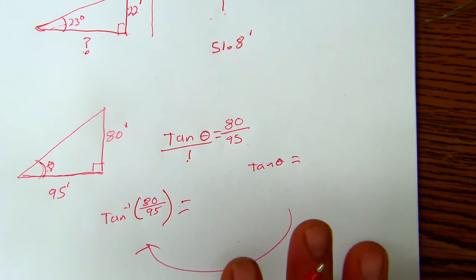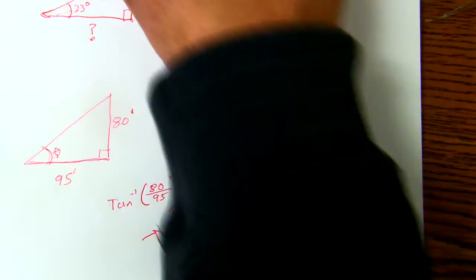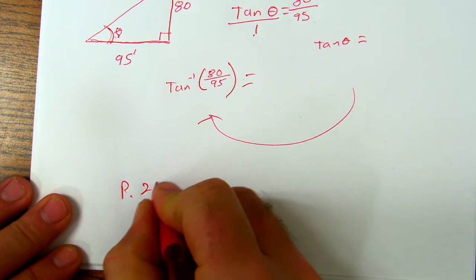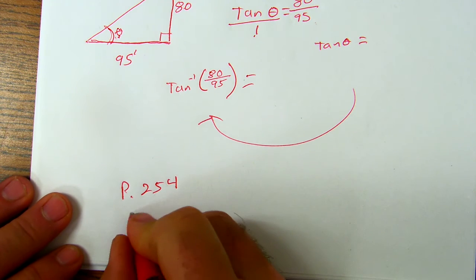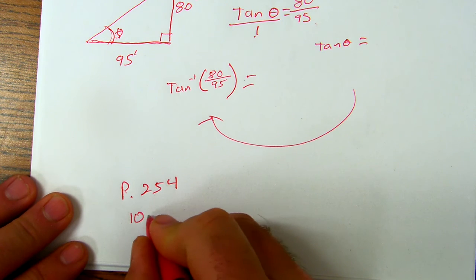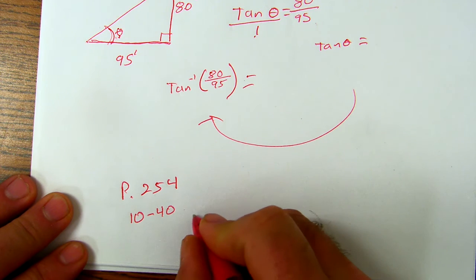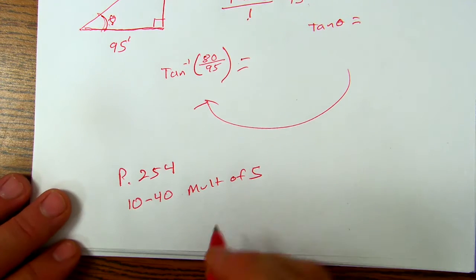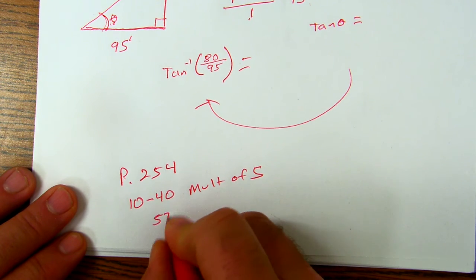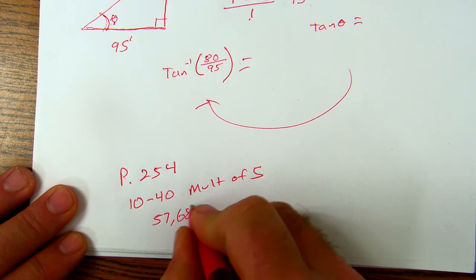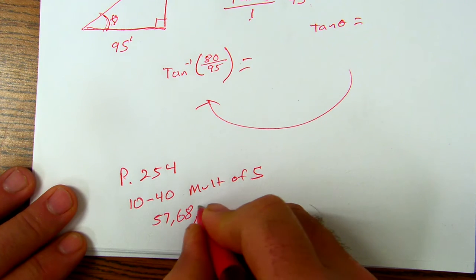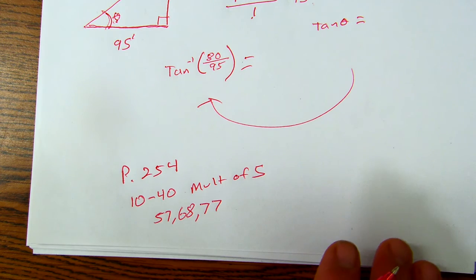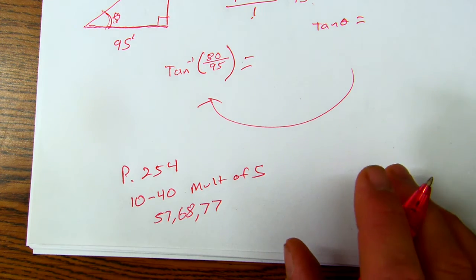All right, so section 4.1, the assignment off of section 4.1 starts on page 254. We're going to not do as many problems, 10 through 40, but we're going to go multiples of 5 to keep things moving along. And then there are a few applied problems, 57, 68, and 77. Okay, so that would be your assignment off of section 4.1, which is your SohCahToa right triangle trig. Okay?